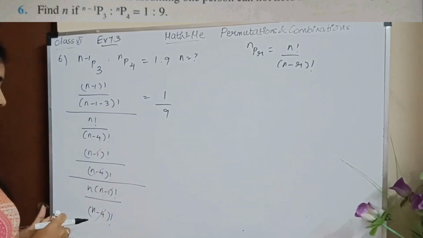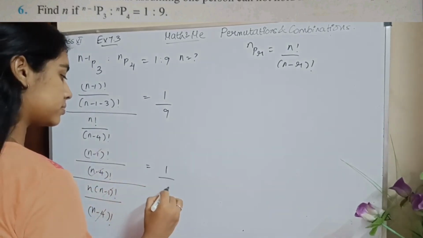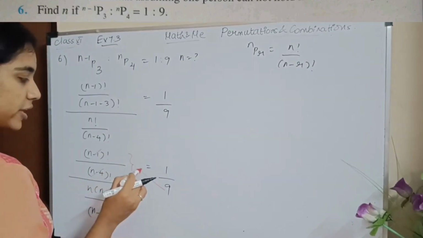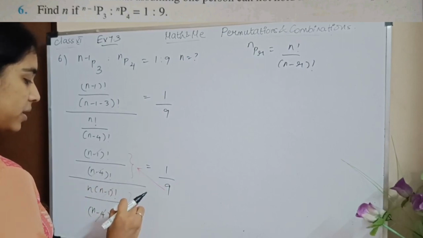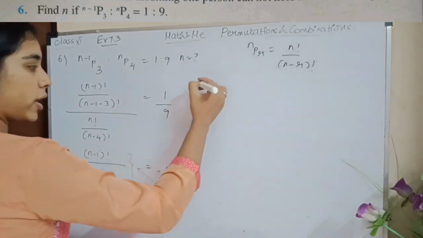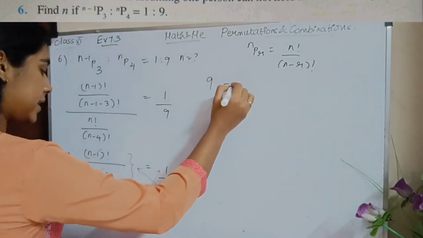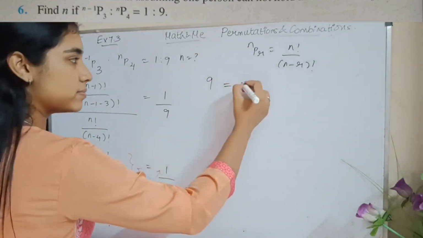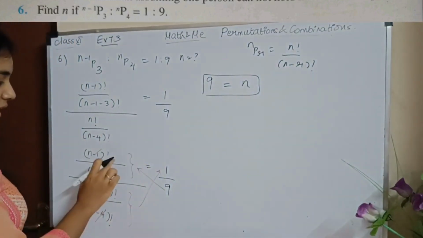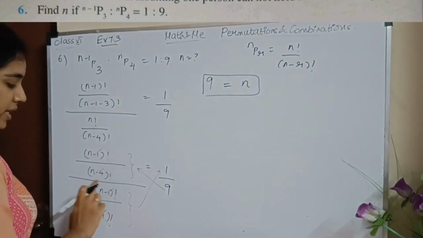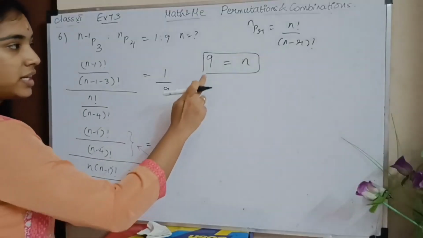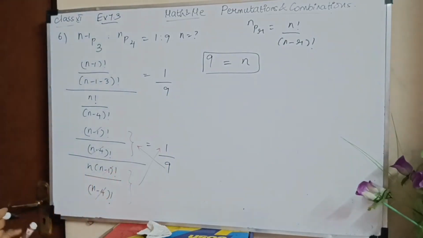What am I left with? So this is my numerator, this is my denominator. So I can cross multiply. So I have 9 times 1 equals n times 1. So my n value is 9. Okay, here I have 1 divided by 1, which is 1, divided by n divided by 1. So I have 1 divided by n equals 1 divided by 9. So n equals 9. Okay.